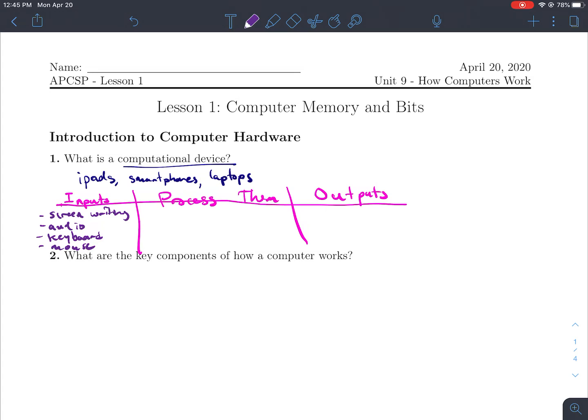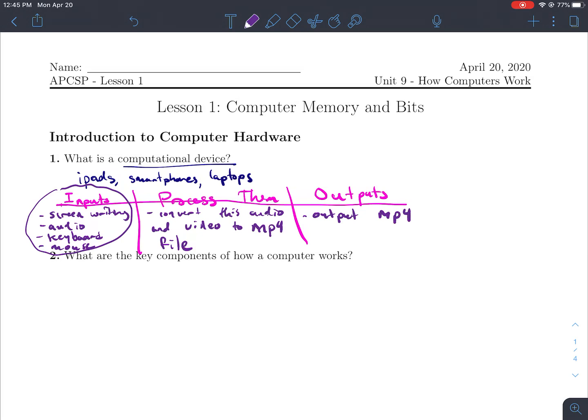So computational devices all start with inputs. Then something's done to process them. So at the end of this video, what's going to happen is it's going to convert this audio and video to, I think it's an MP4 file. And then finally, it's going to output something, which is the MP4 file in this case.